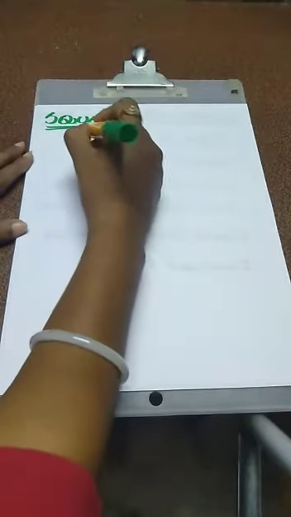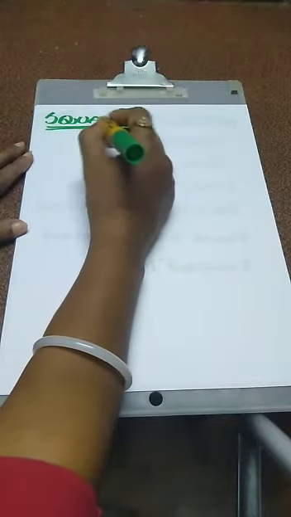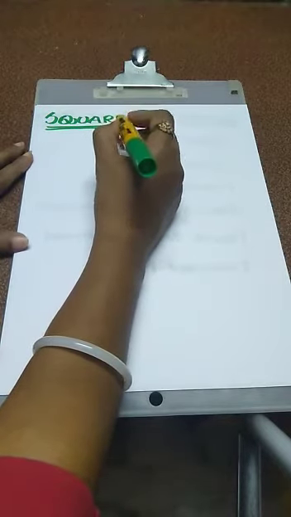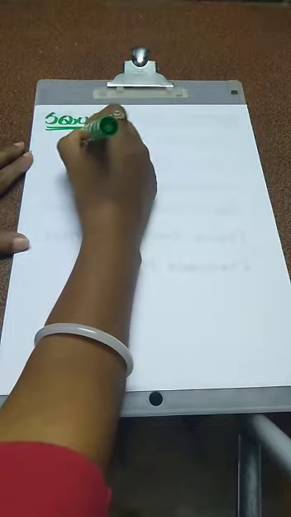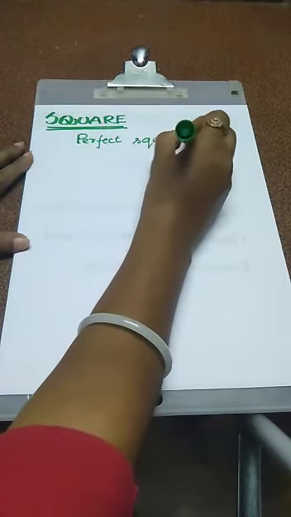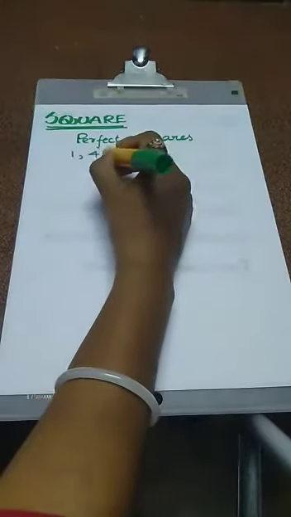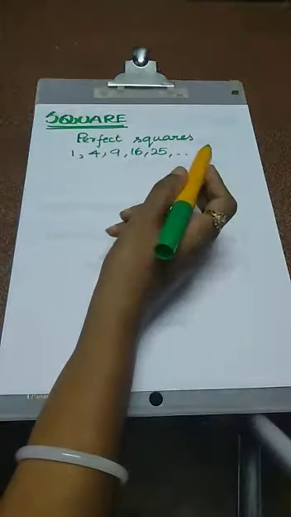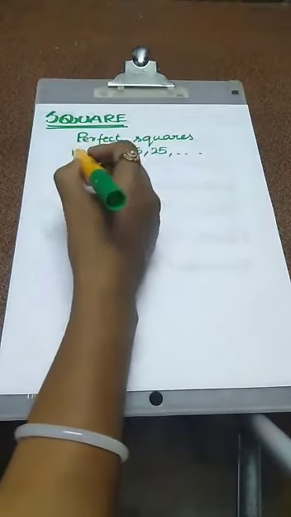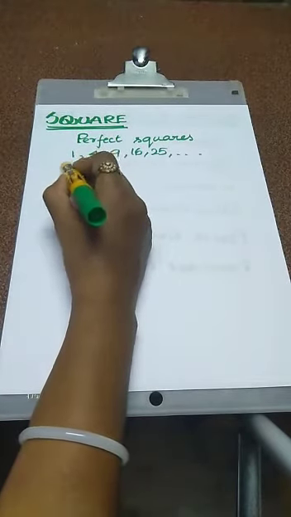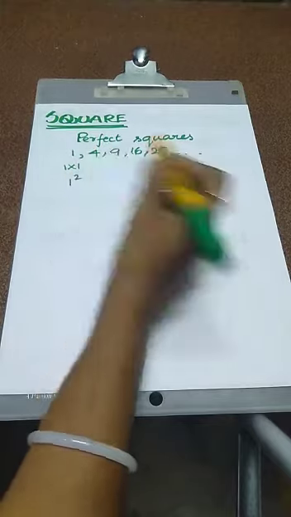The first one is square. The numbers which can be expressed as the product of a number with itself are called square numbers or perfect squares. So the examples for perfect squares: the first one is 1. Next one is 4. The next one is 9, 16, 25, etc. How can we say these numbers are perfect squares? How can we write the number 1? Suppose we write the number 1 as 1 into 1. That is actually 1 square.